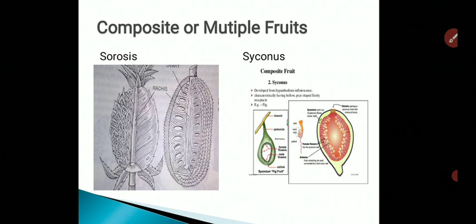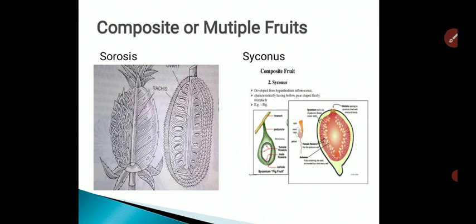The axis is woody. In Morus alba, that is tutti, the female flowers of the inflorescence develop fruitlets which fuse together to form a sorosis kind of fruit. So the examples of sorosis are pineapple, jackfruit as well as Morus alba.